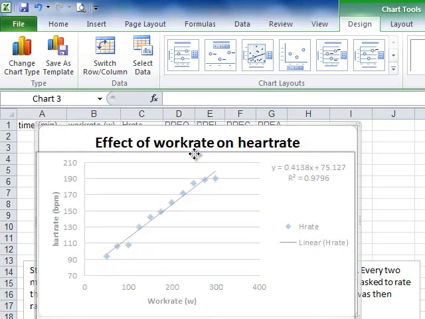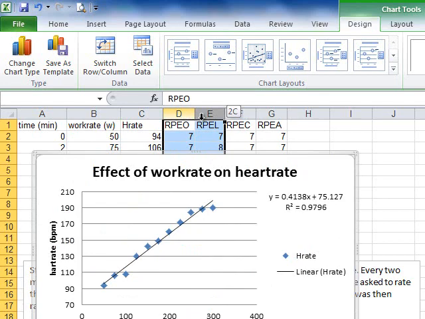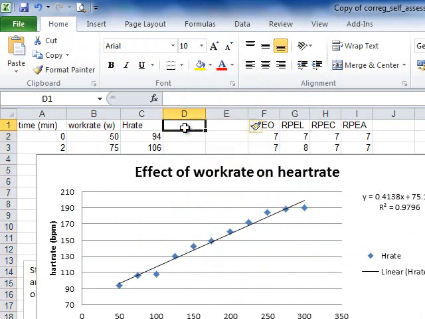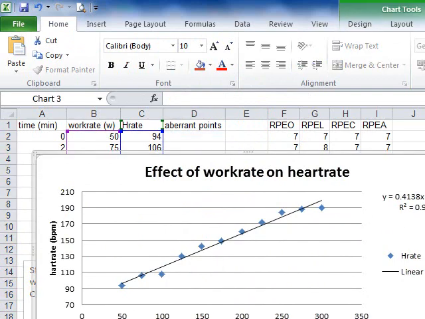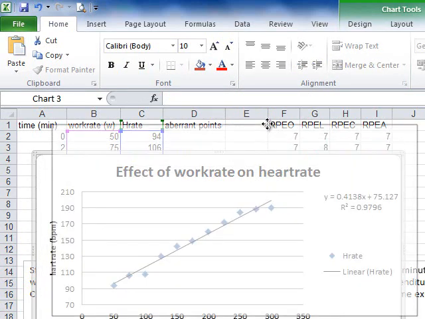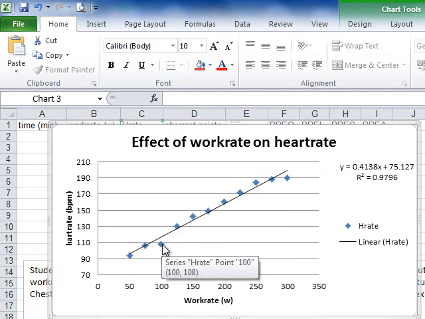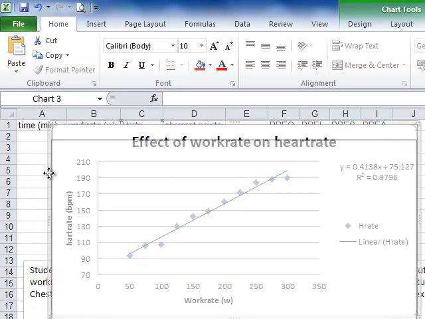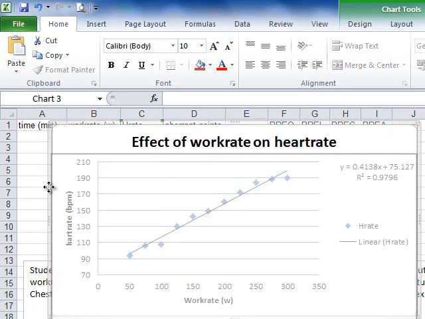And the way to do this is I'm going to insert a couple of columns in the data here. So insert. I'm going to label up a column aberrant points. I'll just resize my graph. So points which are identified as being out of fit, so the one at 100 watts, 108 beats per minute, I can actually move out of the column for the heart rate.